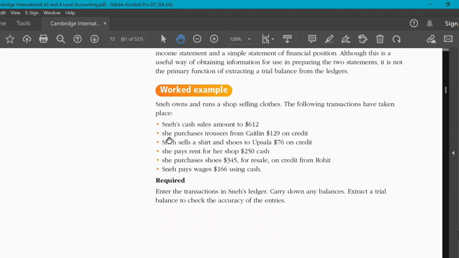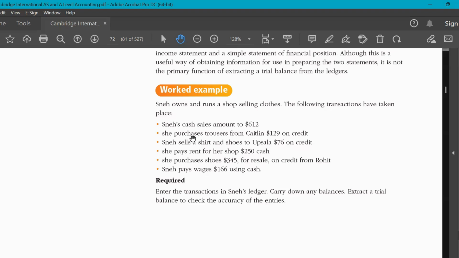Second is she purchases. When we say purchase, it involves buying. So she has bought trousers from Caitlin, 129, on credit. So you have the clue, and the clue here is on credit. So automatically you owe something to someone, because you have the clue on credit.